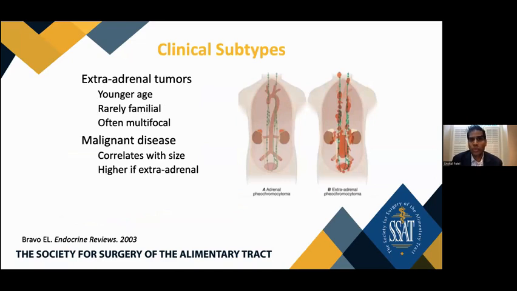So these patients will be younger, they're rarely familial, but often multifocal. And PHEOs can also be malignant, so it'll correlate with size, and the likelihood is higher if they're extra-adrenal.